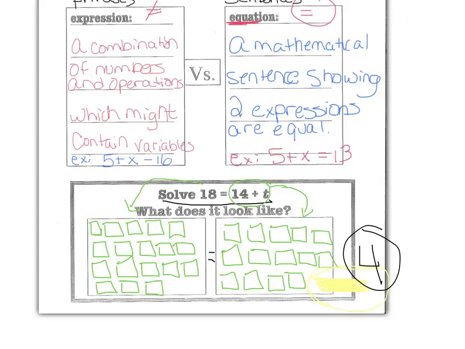Now, the great thing about algebra and what I love about it is you really shouldn't ever get these wrong, because once you think you have your answer, you need to take it and plug it back into the expression or equation and figure out if it's right. So let's try that. 18 equals 14 plus 4. Is that true? Sure it is. That is correct. So we did it right. Let's go ahead and go to the next page.